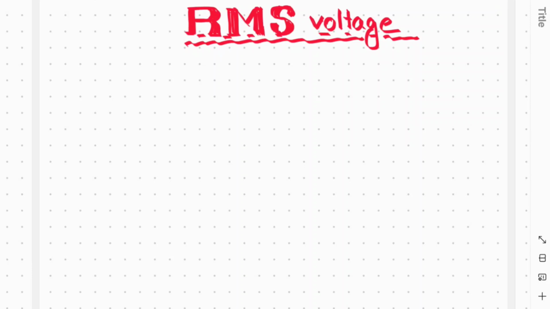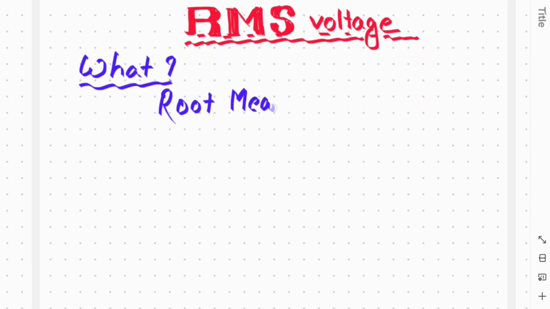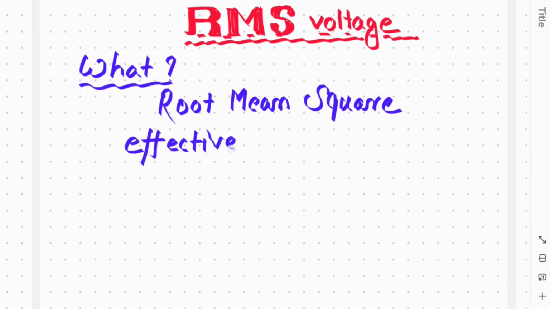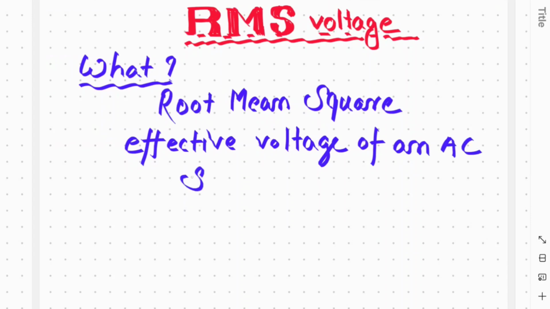What is RMS voltage? So first, what is RMS voltage? RMS means root mean square. It is the method of expressing the effective voltage of an AC signal.